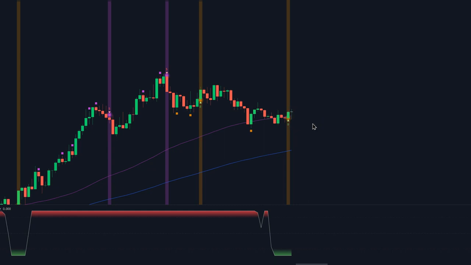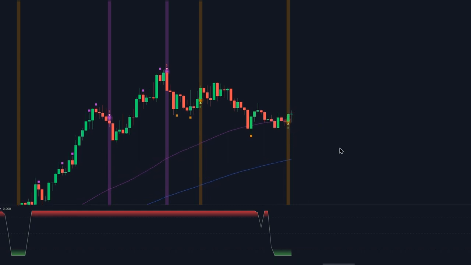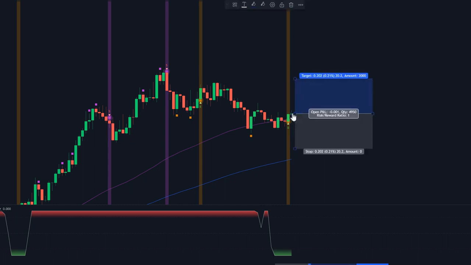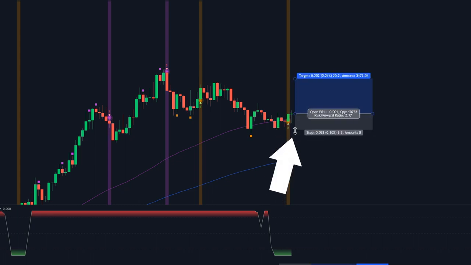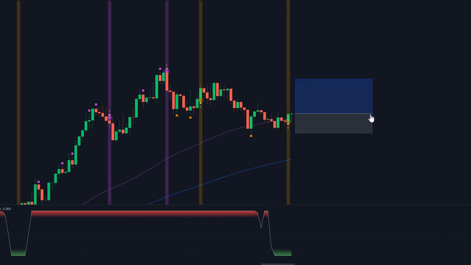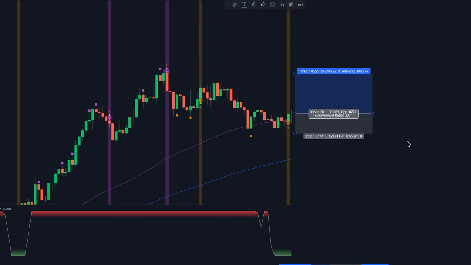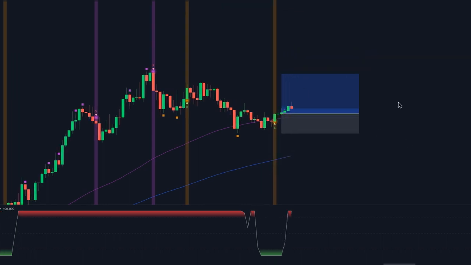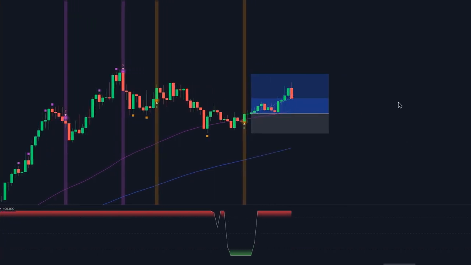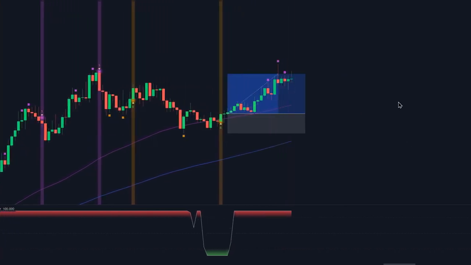The last condition is that we need the entry candle to close above this purple moving average. This is going to prevent us from taking trades when the market is ranging. All our entry conditions are met on this candle, so we're going to enter a long position here. We're going to set the stop loss just below the most recent swing low. And for the take profit, we're going to target a risk-reward ratio of 1 to 2, letting this trade run. And you can see it hit take profit.